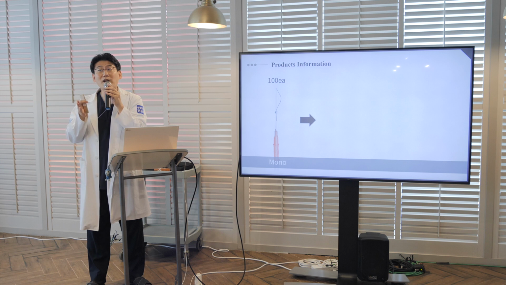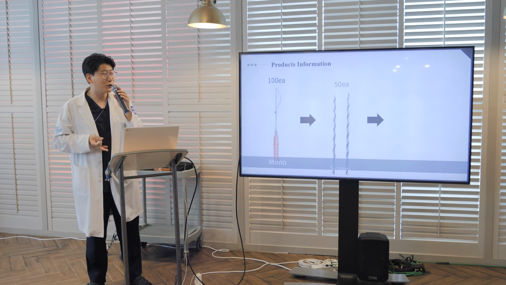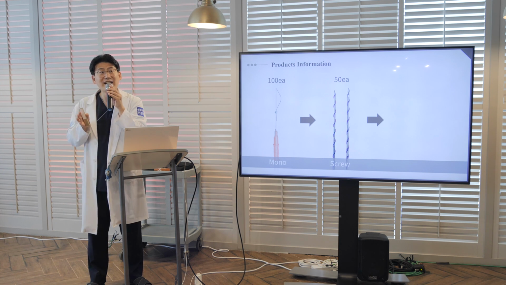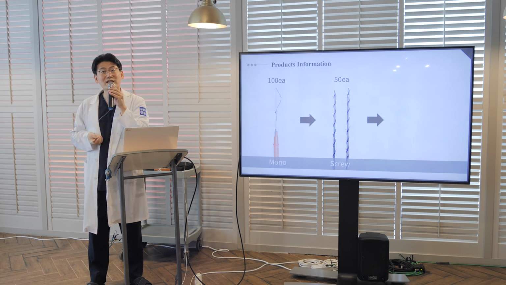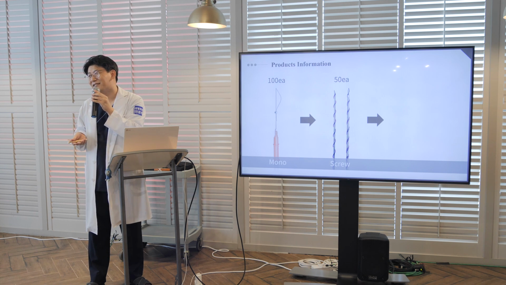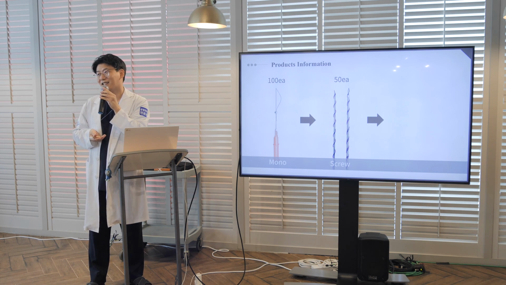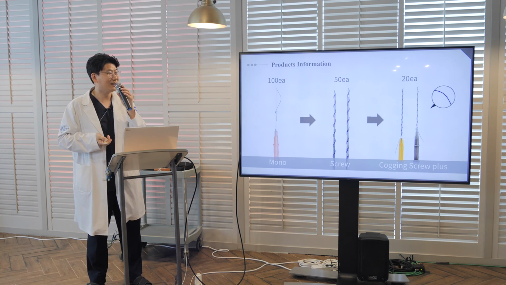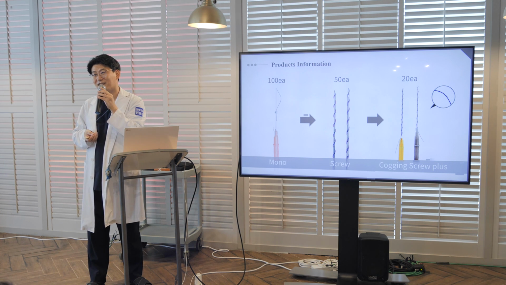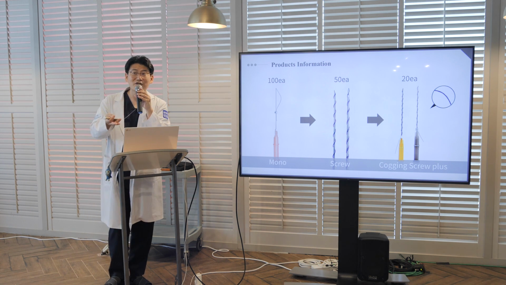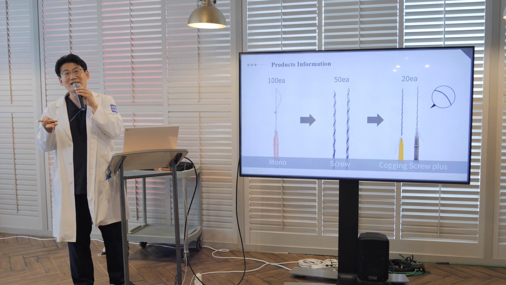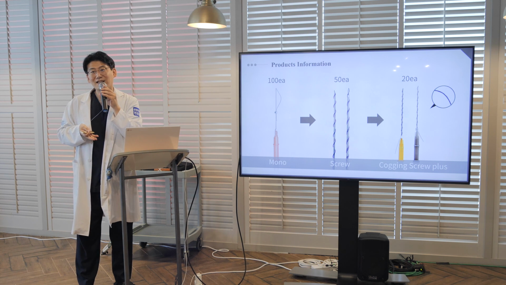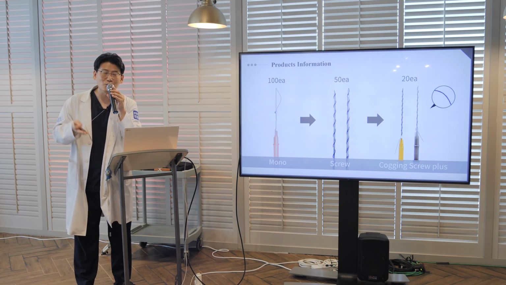If we use a more developed type of thread, like screw or double screw, we can reduce the number by half. We can use only 50 threads, it's okay. But still, it's too many. Then how can you do? Yes, a more advanced one. That's Cogging Screw Plus. If we use this advanced thread, you can reduce the number and the patient doesn't have to suffer from the swelling and bruising.